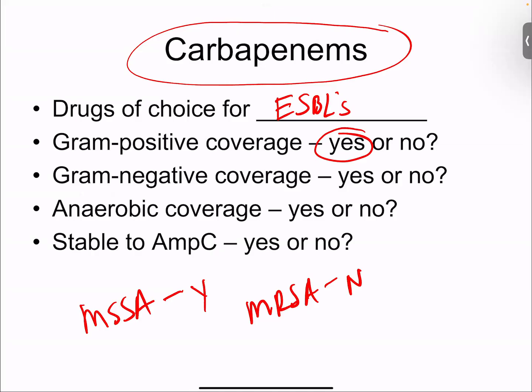How about gram-negative coverage? Do you get good gram-negative coverage with carbapenems? I would argue yes. What about anaerobes? Do carbapenems afford you anaerobic coverage? I have a yes here. Do I get a second? Yes. All in favor? Everybody. Perfect. All right. Anaerobes. Good. Are carbapenems stable to AmpC?